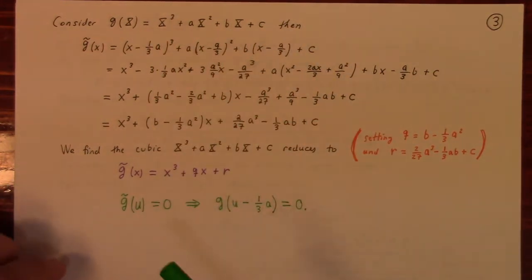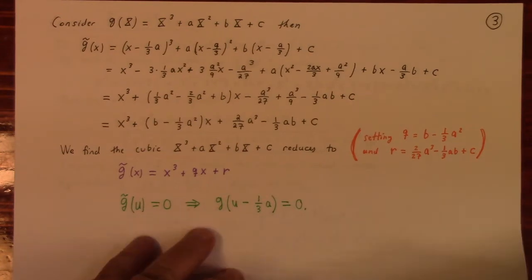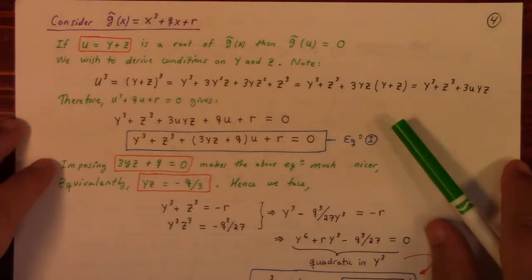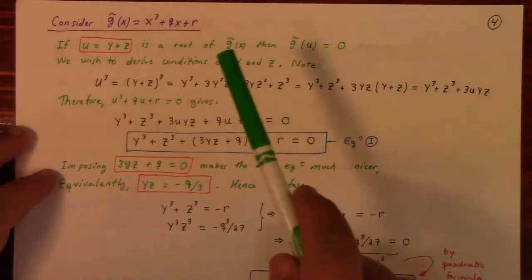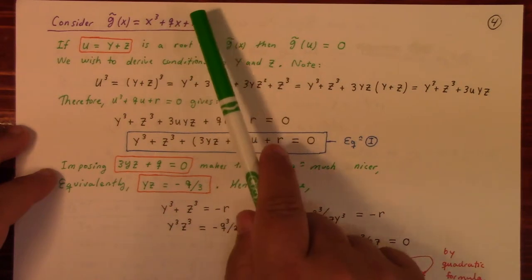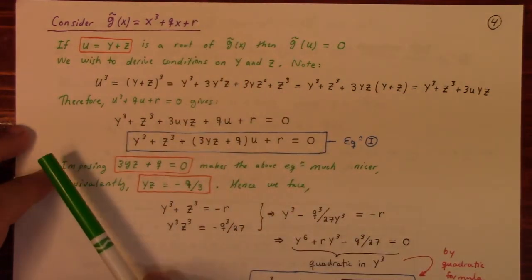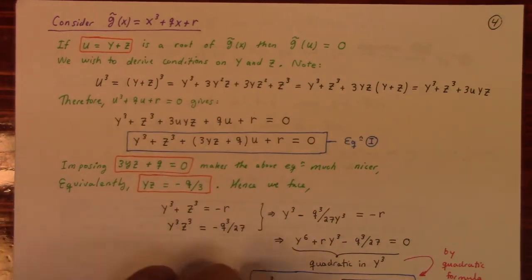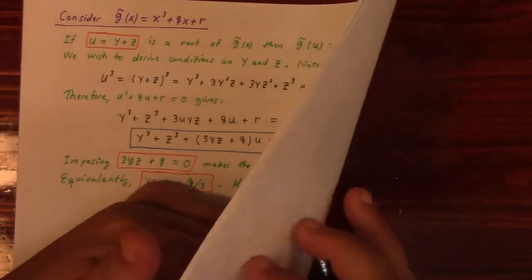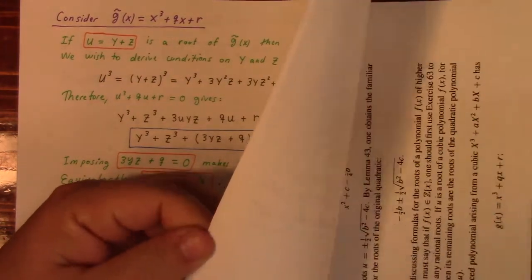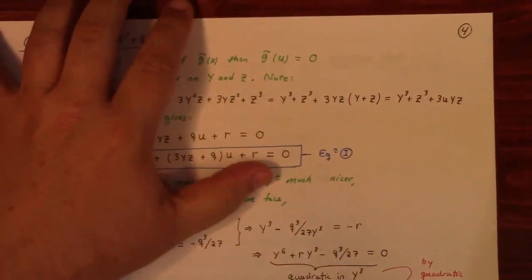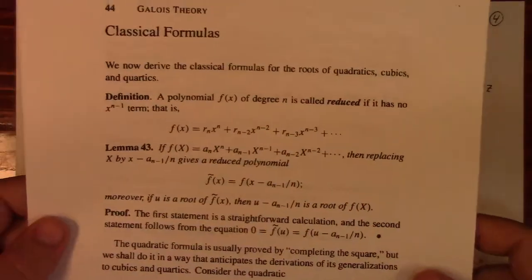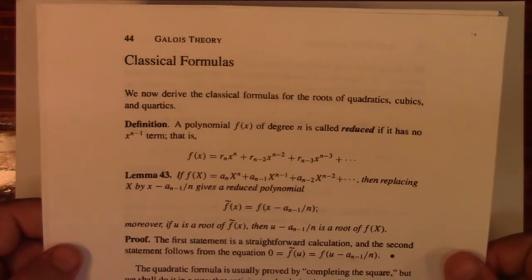All right, so let's get to it. How do we solve this blue one, the purple one rather? All right. So consider g tilde of x equal to x cubed plus qx plus r, right? And we're going to follow some substitutions that go back to, see if I've got the, one moment here. So this is the relevant pages from Rotman.